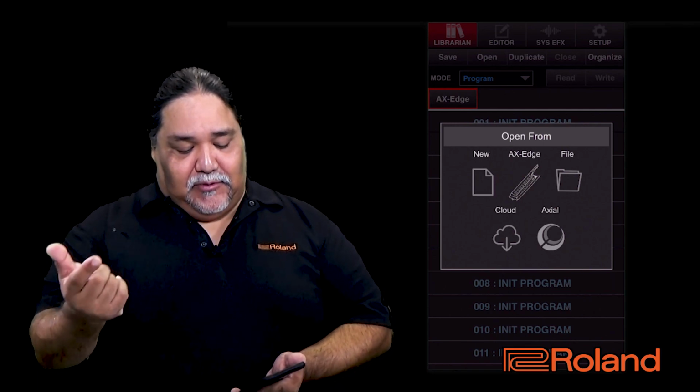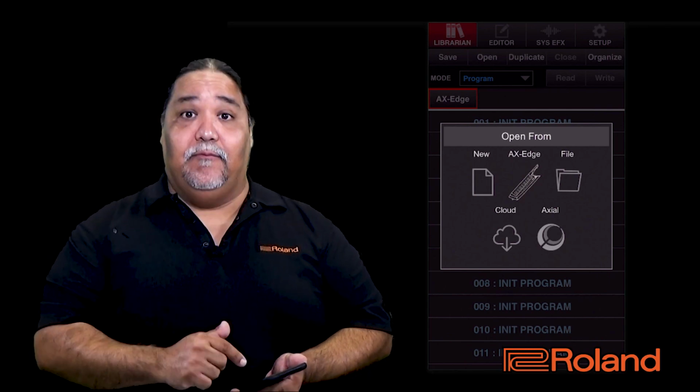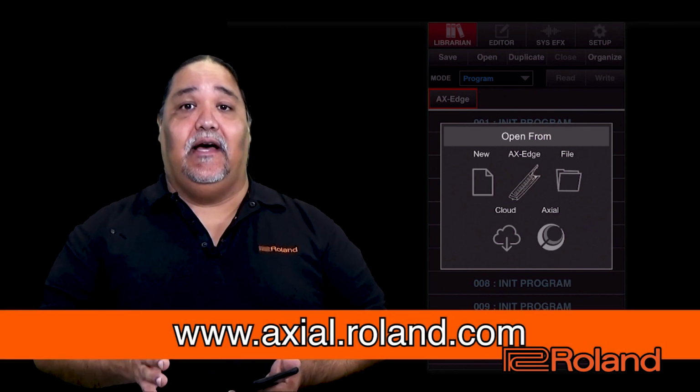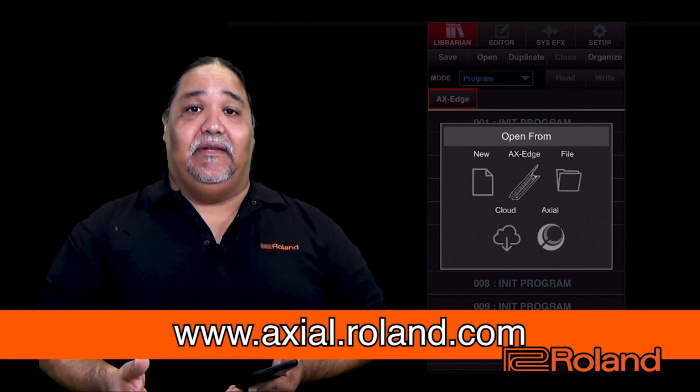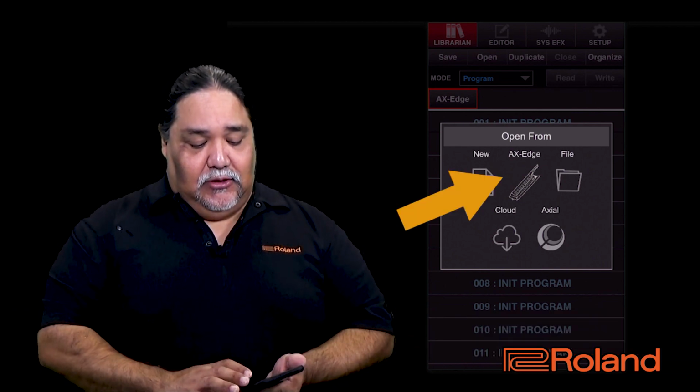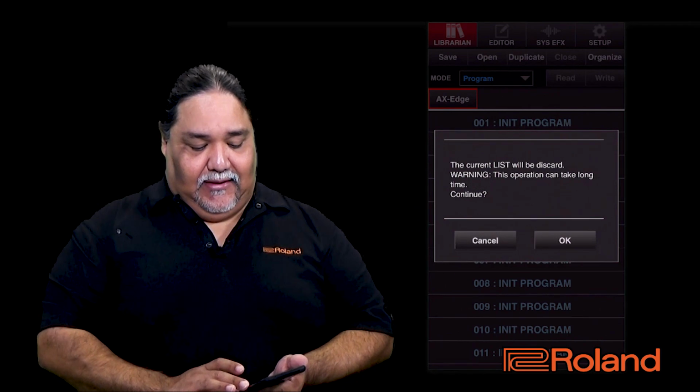I can pull from a particular file, I can pull from the cloud, or I can pull from the Axial website. So just in case you don't know about that website, it's axial.roland.com. Go there, and there is a complete list of sounds for a lot of different Roland keyboard products. So I'm going to choose from the AX-Edge, so I'll select that.